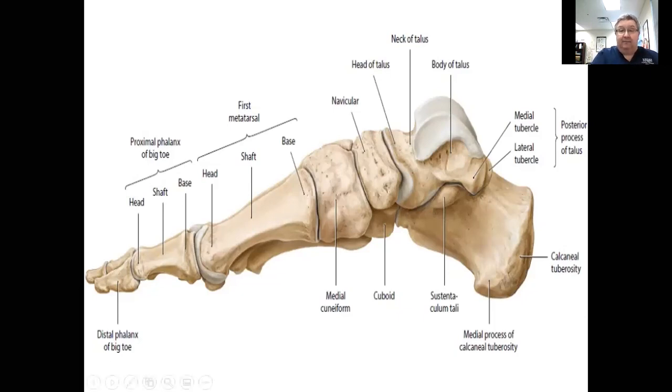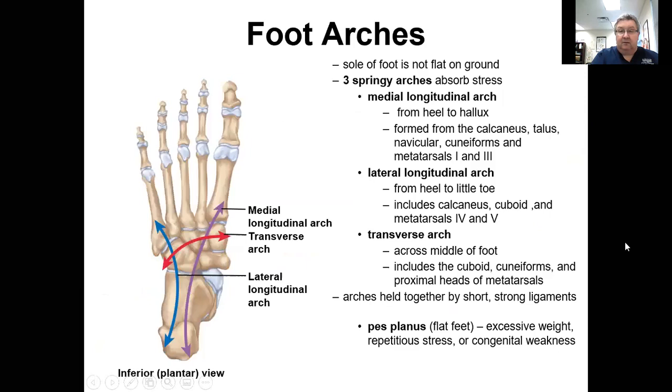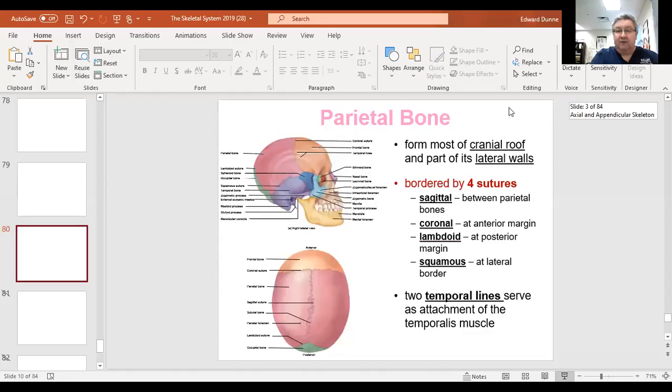All righty. Believe it or not, that is everything. Let me get out of this. Get out of the share. Okay.